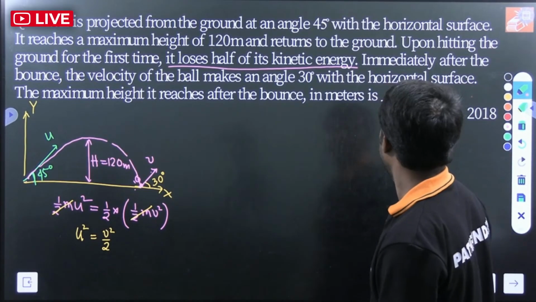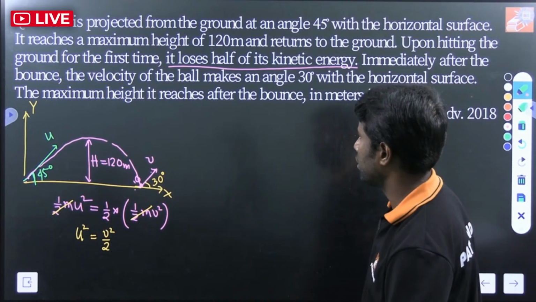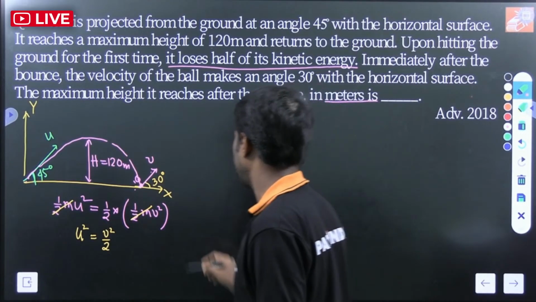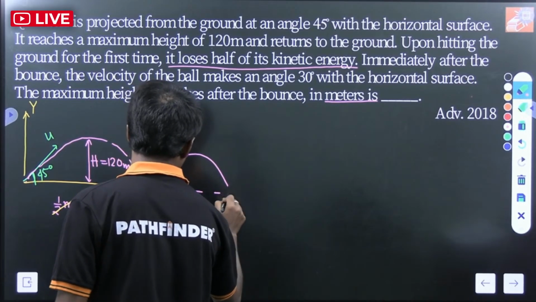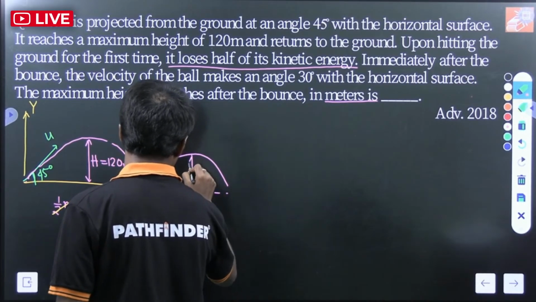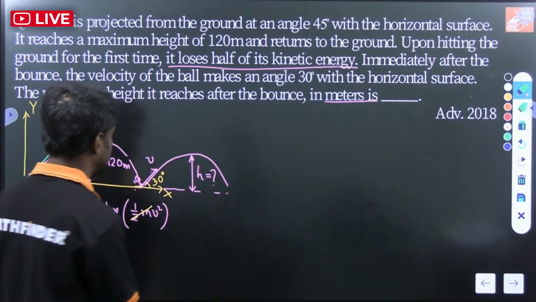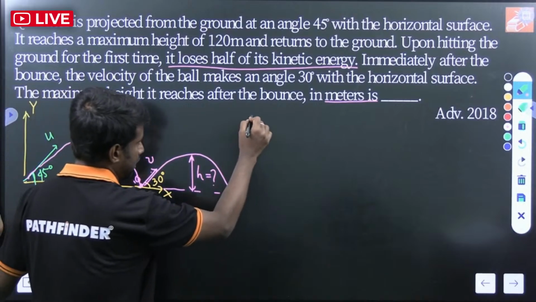So after making a 30 degree angle, it again makes a projectile motion, and the maximum height it reaches after the rebound, in meters, is asked. They ask, again it will follow the projectile motion, so what will be this height? Let's say this one is h. According to the question, you have to find the h value. So we can use the h formula for projectile motion. What is the h formula?